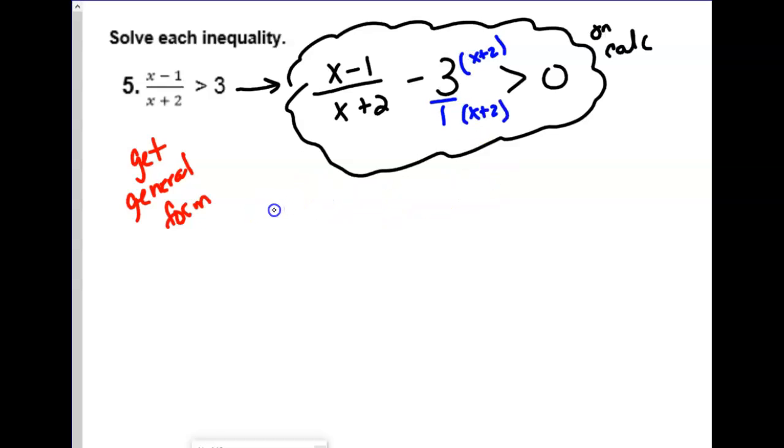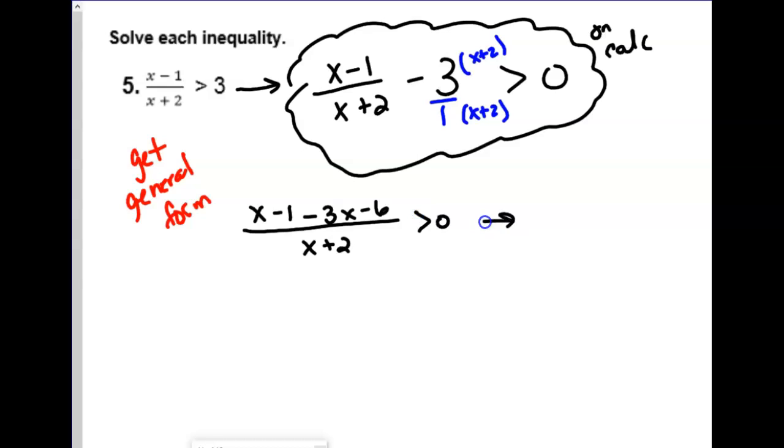So my new general form, let's see, it would be x plus 1. No, it's not. X minus 1. And then you're going to distribute a negative 3. So negative 3x minus 6 all over the denominator of x plus 2.